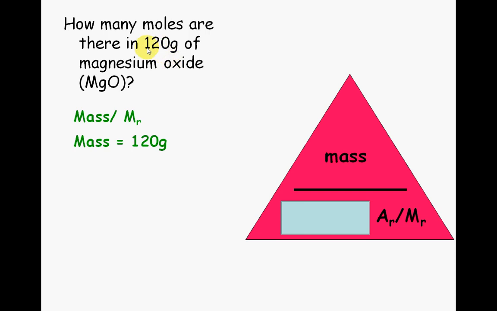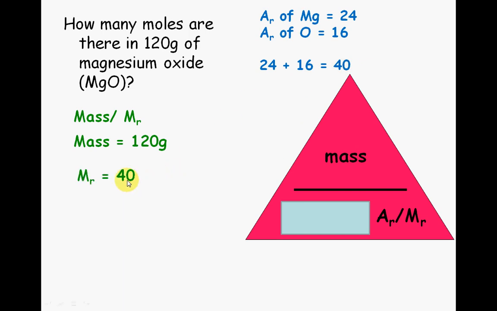Now the mass you get from the question, 120 grams. Now the Mr, because you've got two atoms here, you need to add them together. So the Ar for magnesium is 24. The Ar of oxygen is 16, so we add them together and we get 40. So the Mr is 40. You just put that into our equation, and the answer is 3 moles.